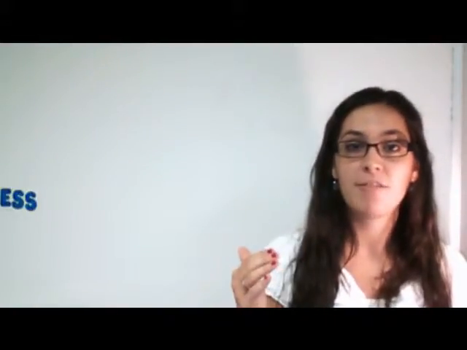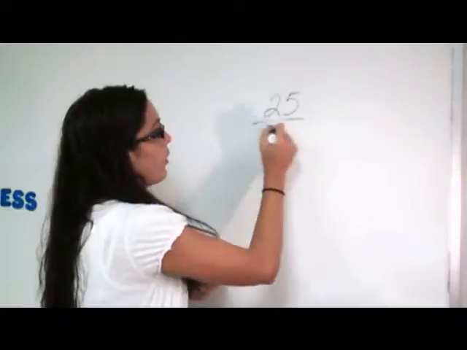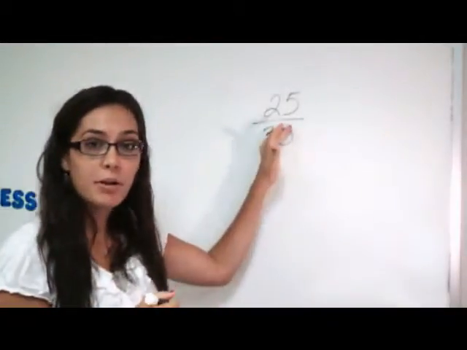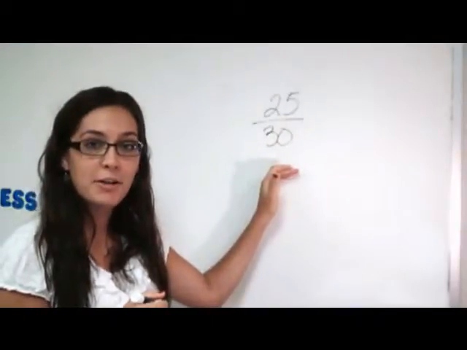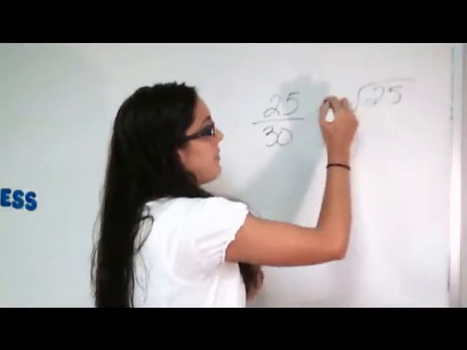So the example that I'm going to go over first is 25 over 30. Let's say you got a 25 out of 30. 25 is the number you got right and 30 is the total possible score. A percent is always a ratio with the denominator over 100. So if we have 25 over 30, you could easily find the percent by taking your top number, your numerator, and dividing it by your bottom number, your denominator. So we're going to take 25 and divide it by 30.